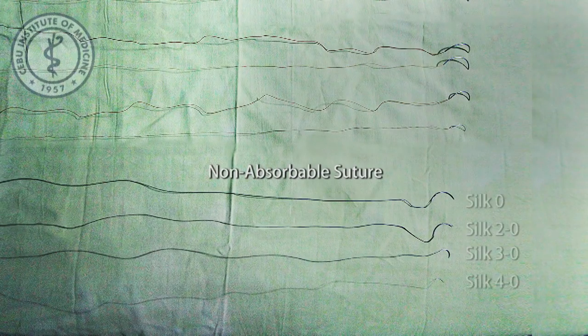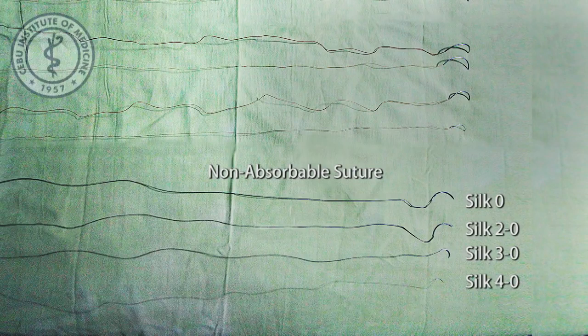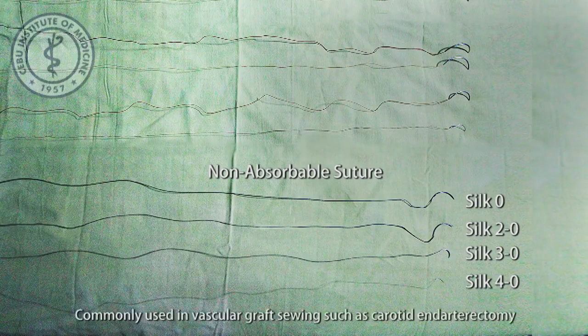Non-absorbable sutures need to be removed; however, when used in the body, they will be retained inside the tissue, examples of which are silk and nylon. Silk 4-0, commonly used in vascular graft sewing such as carotid endarterectomy.